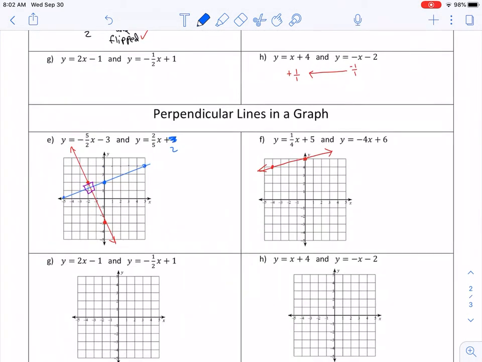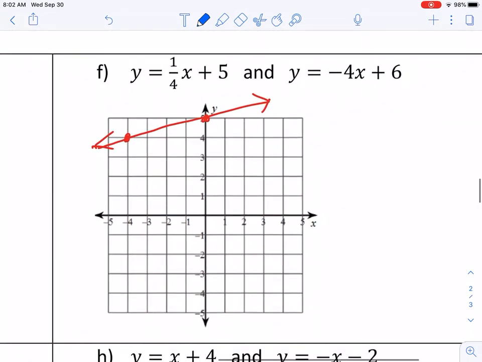So if we were to begin at 6, which would be right there, and then we would count down 4, 1, 2, 3, 4, right 1, and create our line. So something like that. What you notice is it does create 4 right angles.